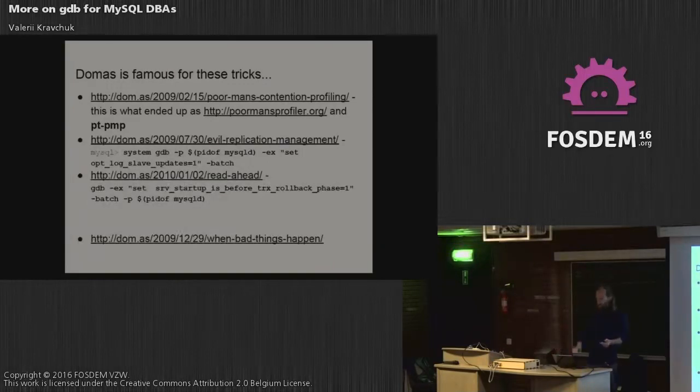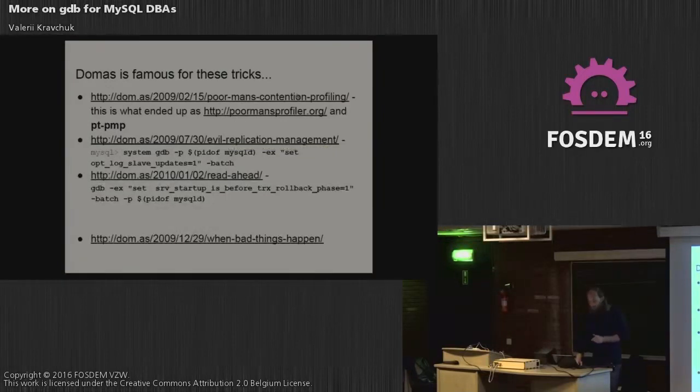So he started with various commands like, what if I need to add, for example, a replication filter for a slave without restarting? Or what if I would like to enable log slave updates? It requires a slave restart, but I cannot afford that in production. What if I would like to disable read ahead at the MySQL level because it kills performance, and it requires a restart? So he studied the code and did all the tricks.